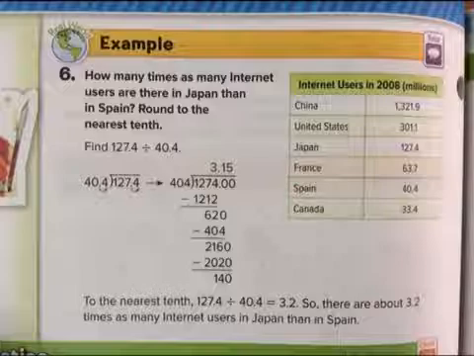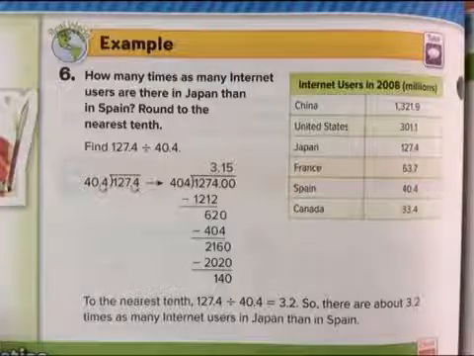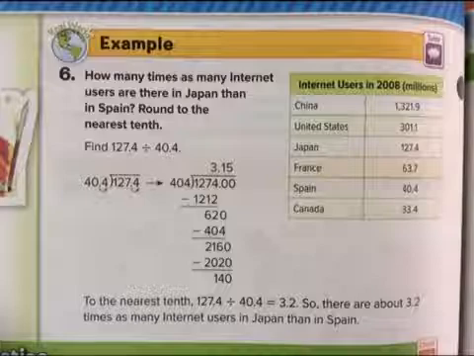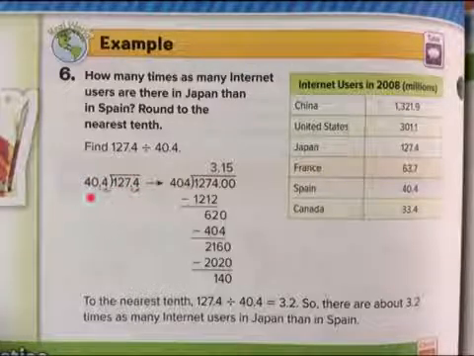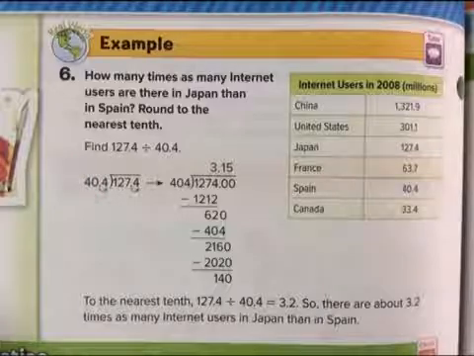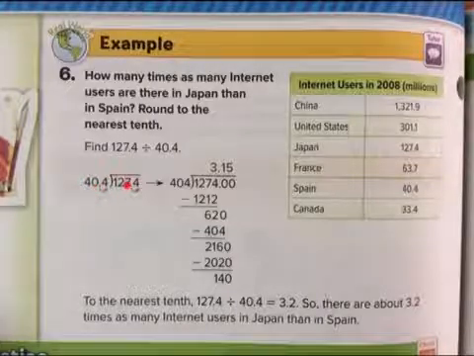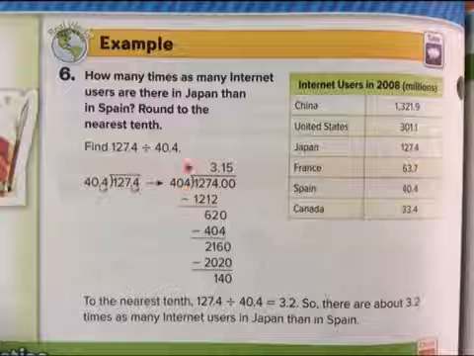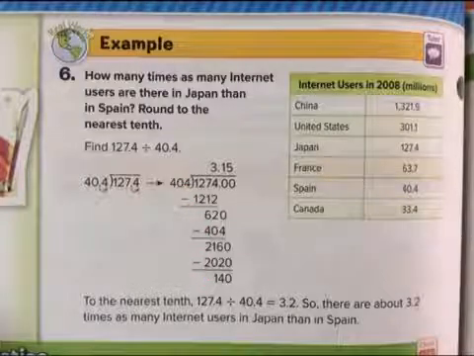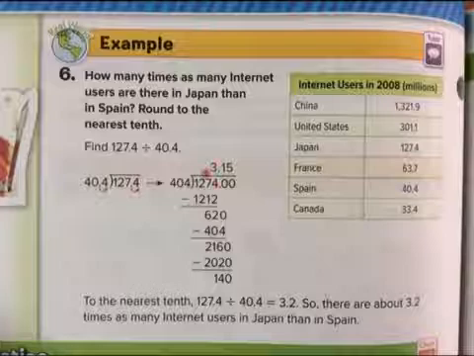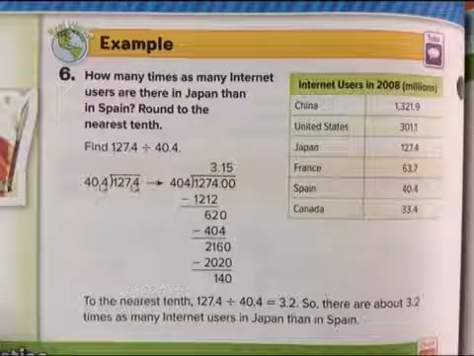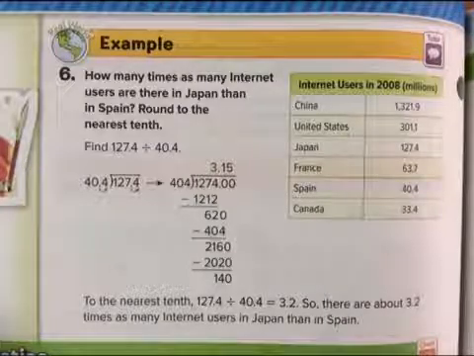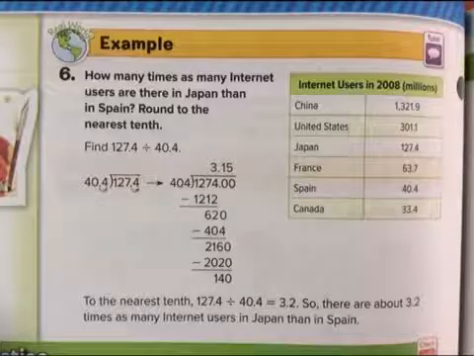So we're trying to see how many more times Japan has than Spain. In order for us to figure that out, we have to see how many of these numbers are in here. So just to find out how many more times. And that's what we're doing. We're taking 127.4 million divided by 40.4 million. Then we just follow the rules. Move the decimal over once here, you have to move it over once here. This is the numbers you have. You divide normally as we've done. And now Japan has 3.15 more times internet users than Spain. So you could say Japan has 3 times more the amount of people online than Spain does.